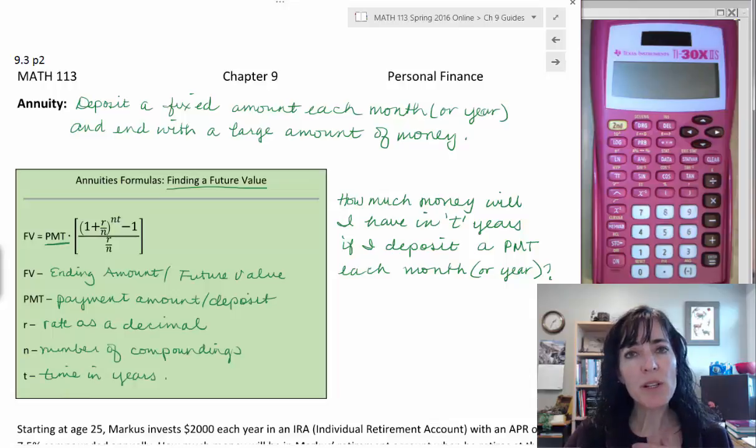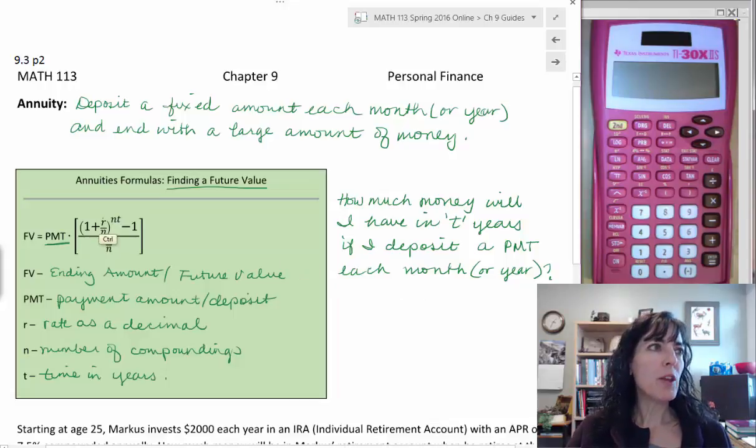Now, this formula is going to look somewhat like our compound interest formula. You can see here we have the 1 plus R over N raised to the NT power. That's just like what we had before, but we are also subtracting 1 first, dividing by R over N, and then multiplying by the payment amount.